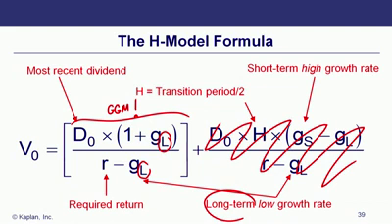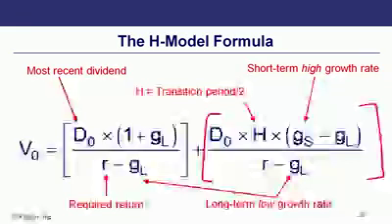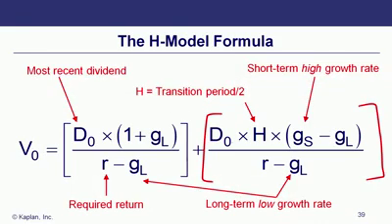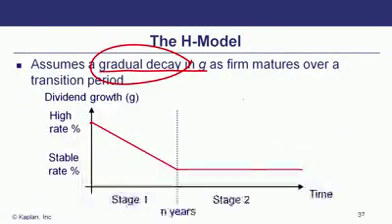What you then have to do is add in the value of those dividends as the growth rate is falling from the high down to the low level. What does it look like? Well, D0 times H, the transition period over 2. Why over 2? Well, what we're doing here is effectively getting the area of a triangle.